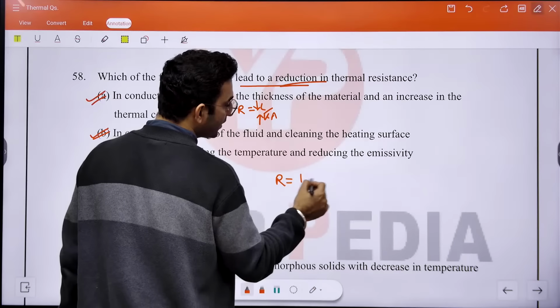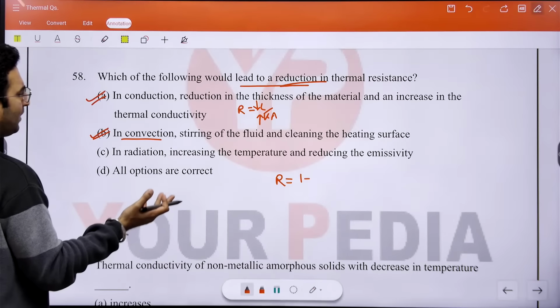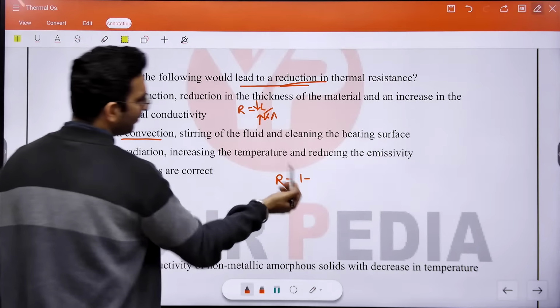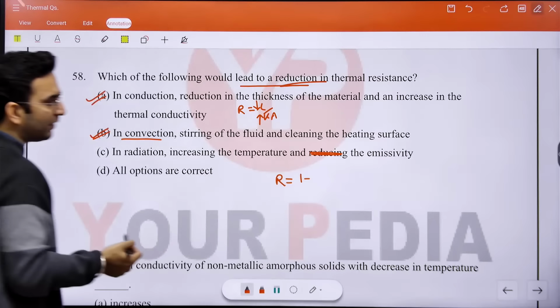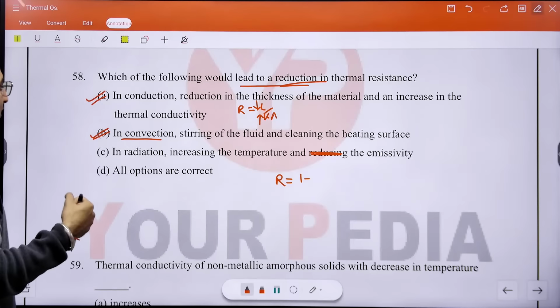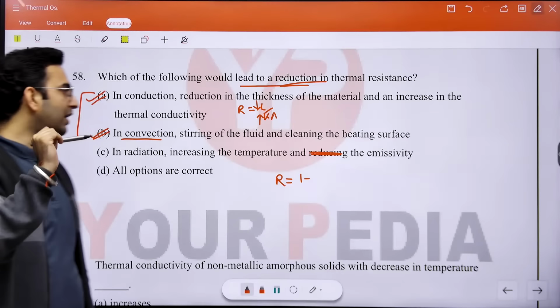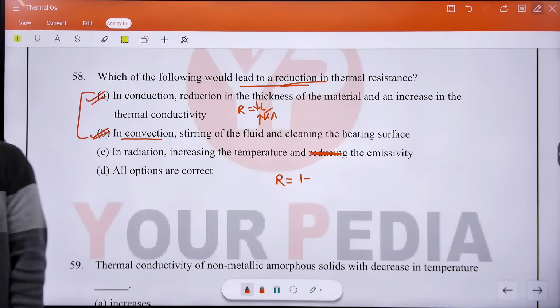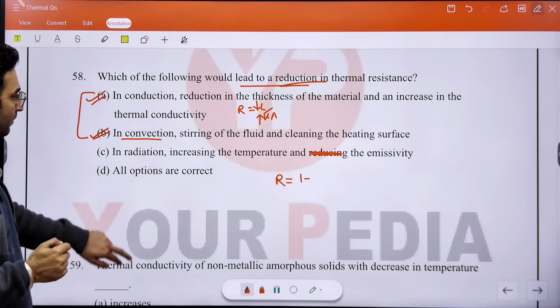Because if you just see the surface emissivity here, reducing the emissivity, that is the wrong one here. Actually, that word is wrong. It is not reducing the emissivity. If you are increasing the emissivity, correspondingly the resistance is going to be less here. Option number A and B will be the correct answer here. Option number A and B will be the correct answer both here. Okay. Next part.